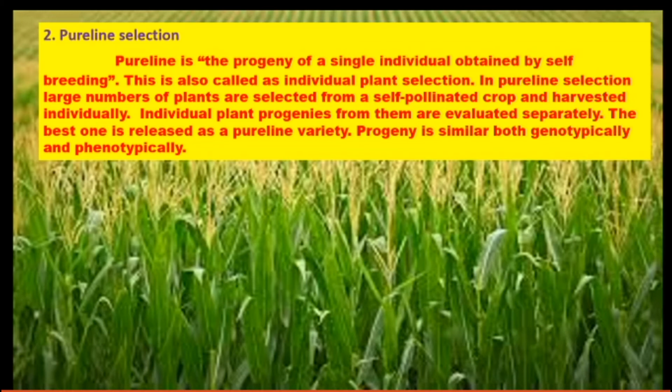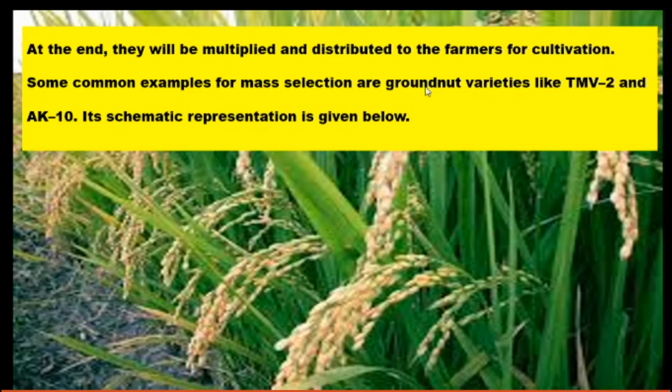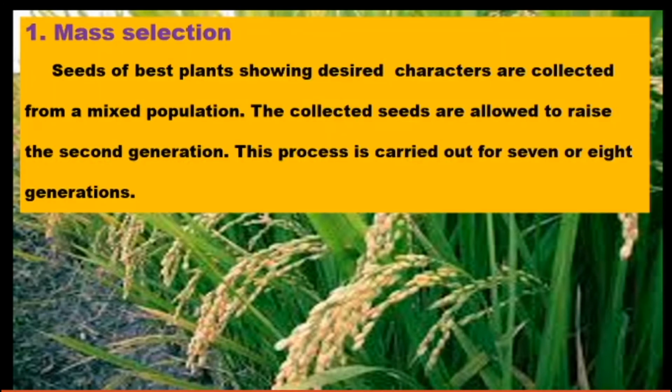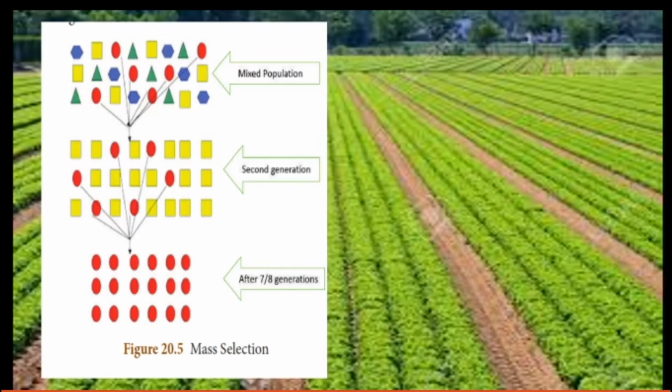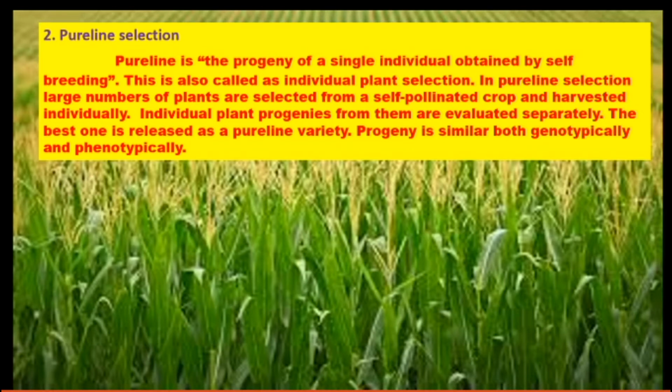A pure line is the progeny of a single individual obtained by self-breeding. So those are the offspring, the young ones. This is called individual plant selection. The previous one we call mass selection. So this we call individual selection.